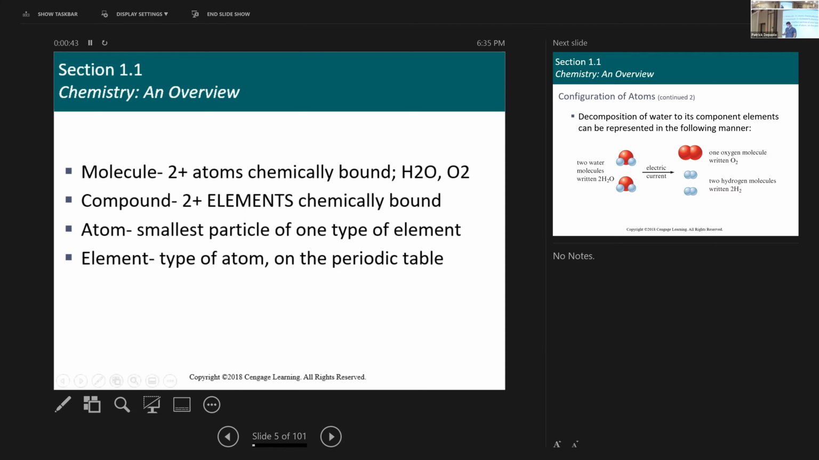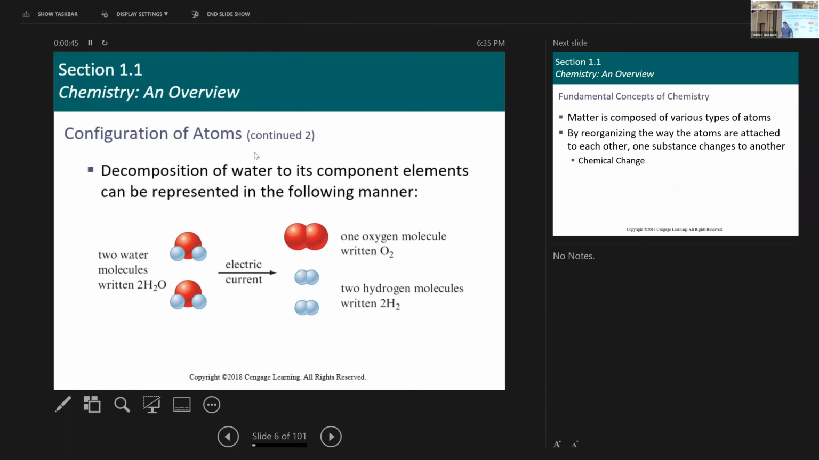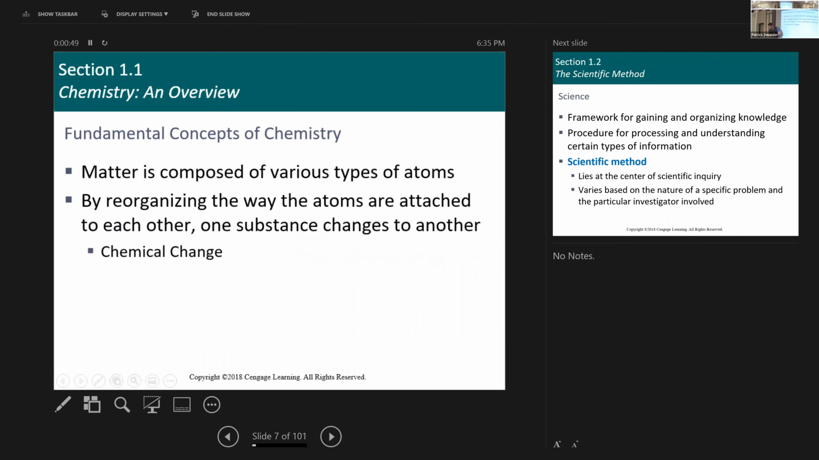Okay. All right, talked about that. You can split and do things to atoms. Oh, someone has a chat thing. Where's my cursor? There it is.